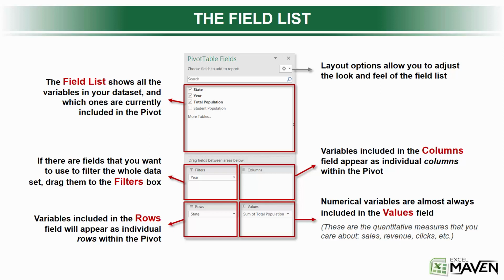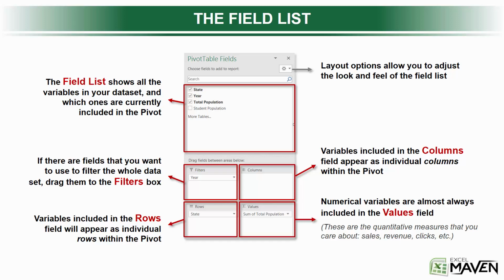The first section on top lays out all of the columns available in your source data, with check marks for any fields that are currently included somewhere in the pivot. In this case, we're looking at a simple dataset containing only 4 fields: state, year, total population, and student population. Beneath that, you have 4 boxes: filters, columns, rows, and values, and these 4 boxes determine what data you're looking at and how it's filtered and organized in your pivot table.